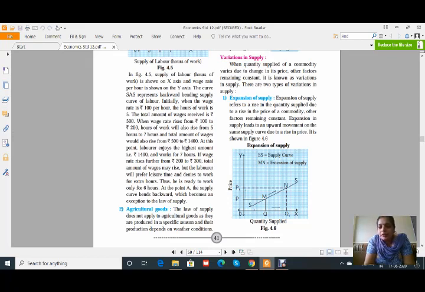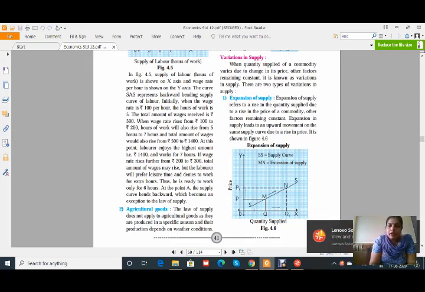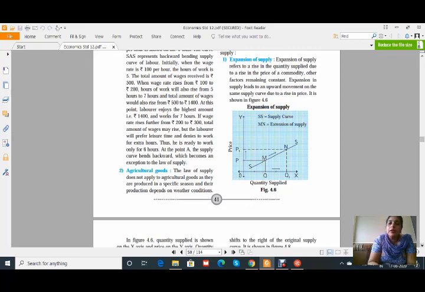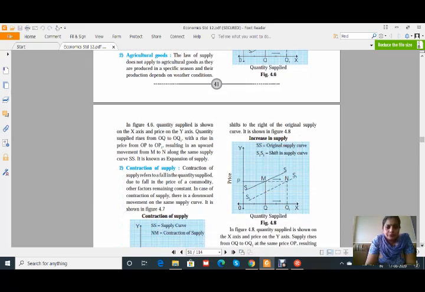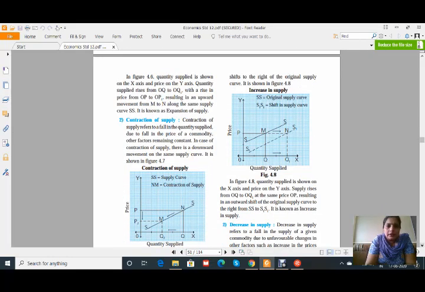You can easily get from the figure that when price is increased from P to P1, quantity supplied will increase from Q to Q1. That means there is an upward movement. You have to show this by an arrow, and then we can show the upward action of the arrow, so that the supply curve moves upwards.